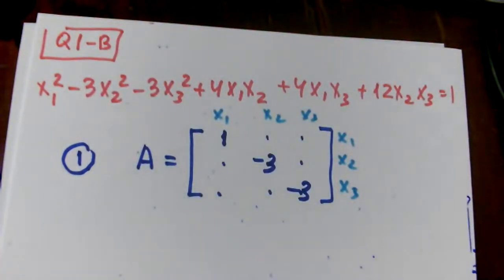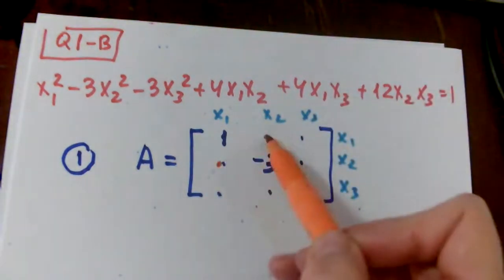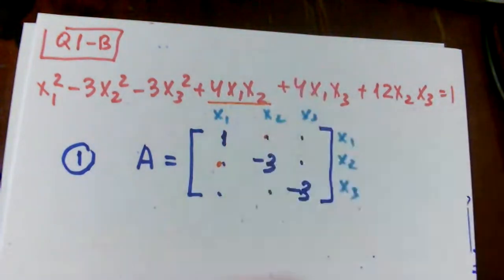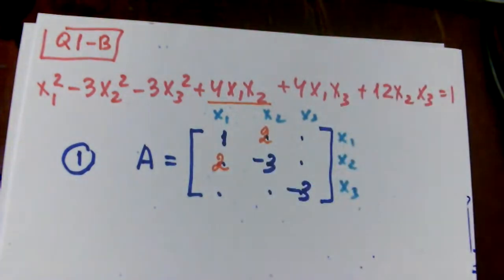These positions are more interesting. Let's denote them by orange. This position corresponds to x1 by x2. So this is this term, and we will get 2 and 2 here.